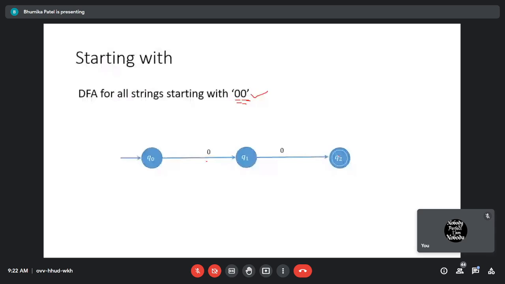Okay, now my string has already started with 0 0. Anything after that must be accepted. So on the Q2 we are going to show the transition for 0 and 1.